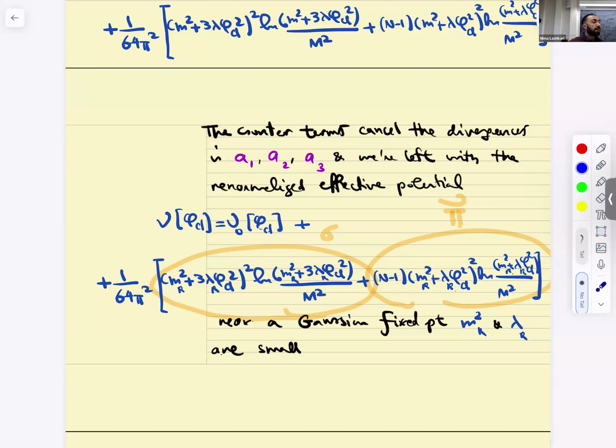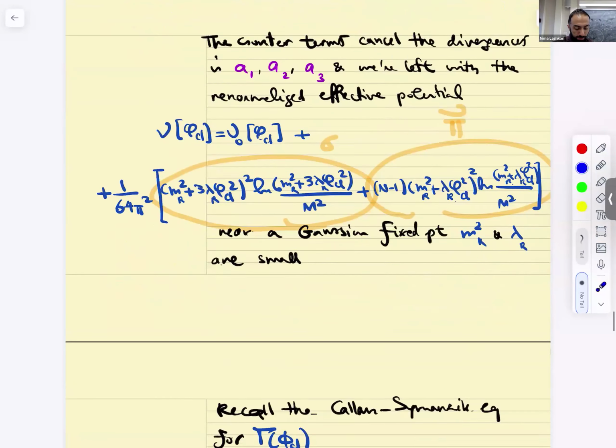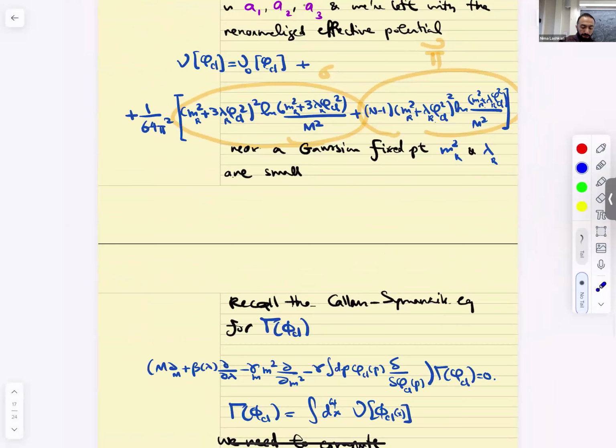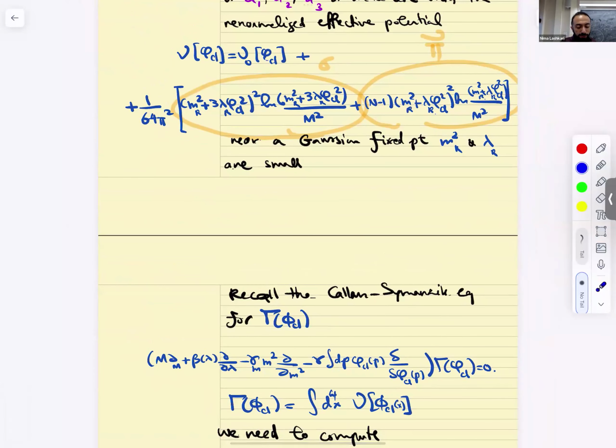What we're gonna do is, of course, this is calculated to one loop, right? We just wrote down the one loop expression, the log determinant. So this is only meaningful if there are corrections to this when m_r squared and lambda_r are not small, right? So it's legitimate to discard these at will, like higher order terms. All right, so these are small. Good. So what we're gonna do is we're gonna take this and consider the Callan-Symanzik equation for this guy. This is the Callan-Symanzik equation.